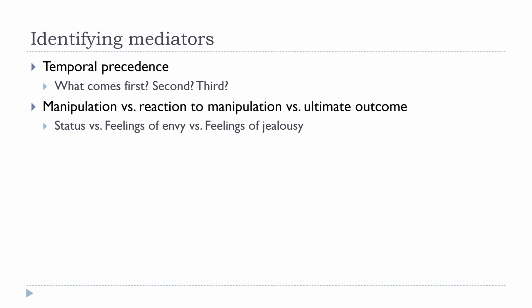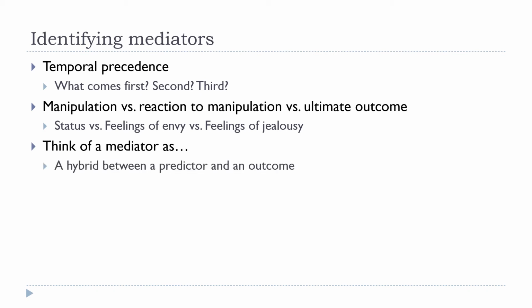And then you think about whether it's a manipulation, whether it's a reaction to the manipulation, or whether it's the ultimate outcome. So for example, jealousy was the ultimate outcome in my study, the thing I was most interested in. I thought of envy as a reaction to status, which was my initial manipulation, and jealousy as the ultimate outcome that was impacted by all of these things working together. So you can see how that put it in order in terms of manipulation of status, reaction to the manipulation of envy, and ultimate outcome of jealousy.